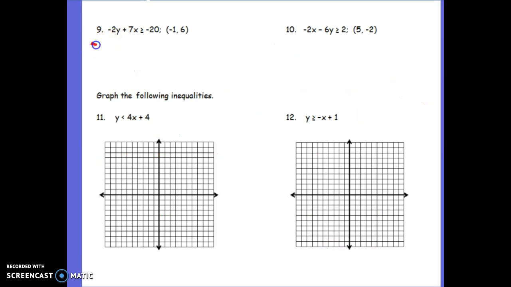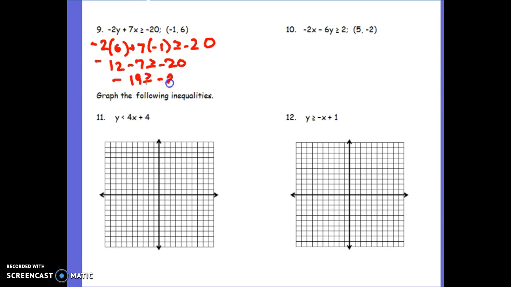All right, negative 2 times 6 plus 7 times negative 1 is greater than or equal to negative 20. We've got negative 12 minus 7 is greater than or equal to negative 20. Okay, negative 19 is greater than or equal to negative 20. So that is true, and so this would be a yes.